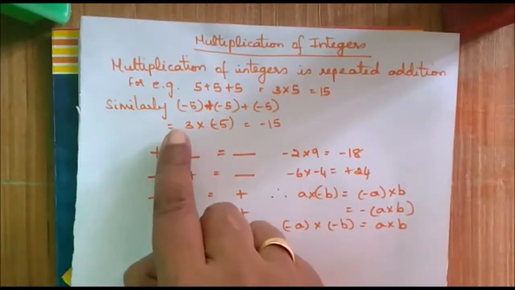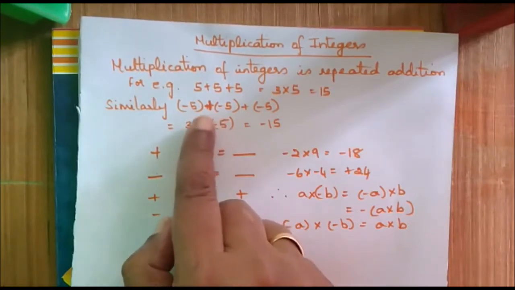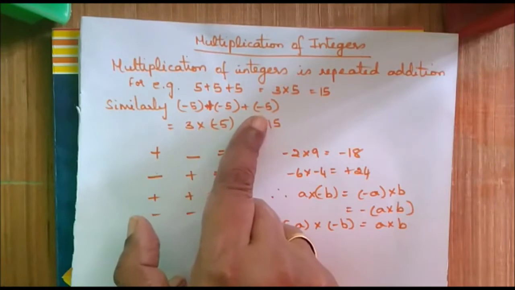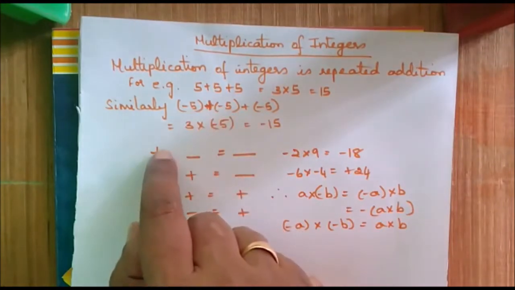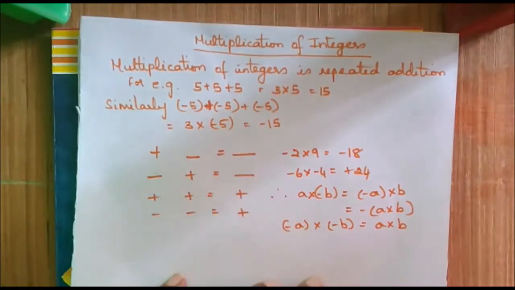Now similarly, I can take minus 5. Minus 5 plus minus 5 is minus 10. That added to minus 5 is minus 15. Similarly, 3 into minus 5 is minus 15.